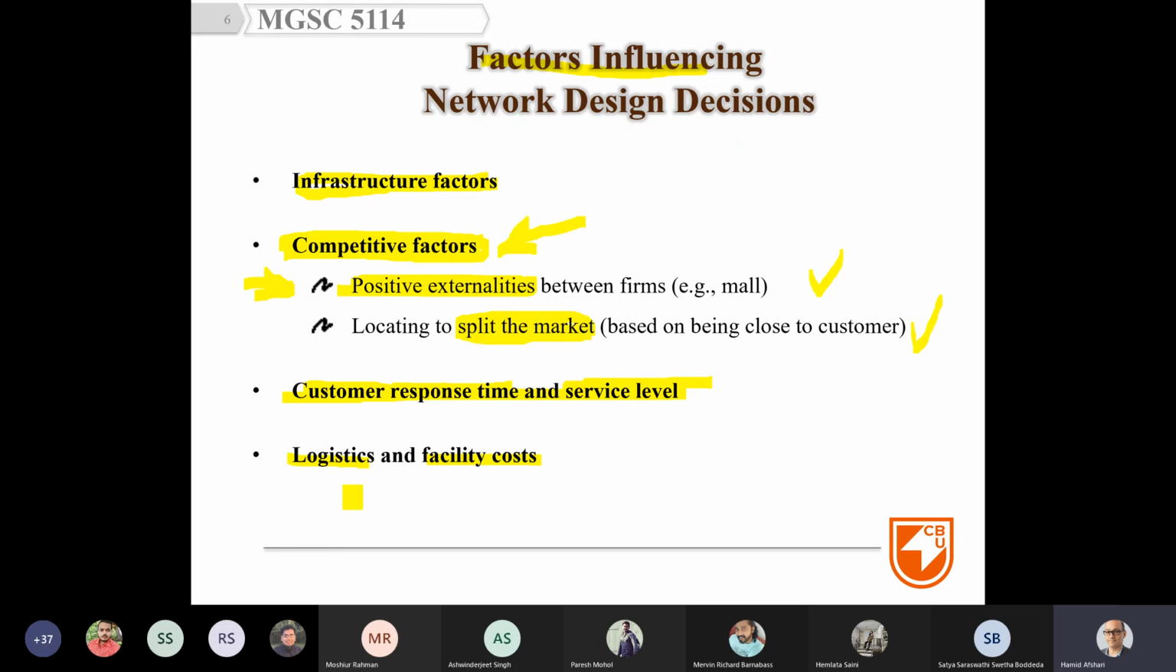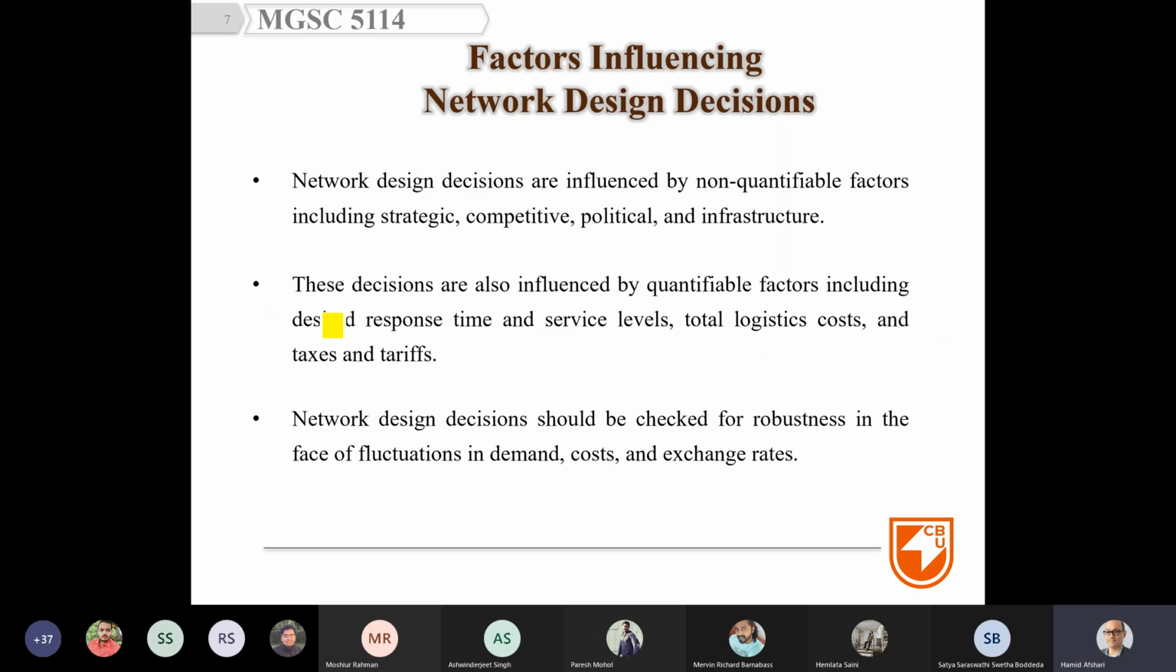That's why all of these factors should be considered when you're deciding about designing a network. Is it clear for everyone? Should I explain more? Okay, let's move to the next slide. Factors influencing network design. Still, we are talking about that.